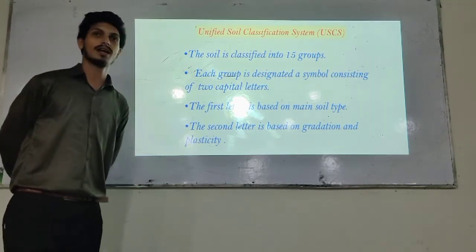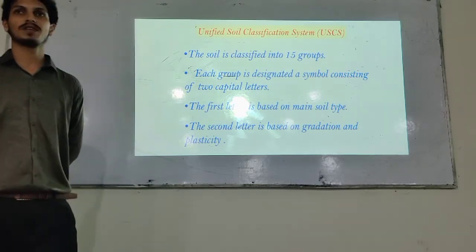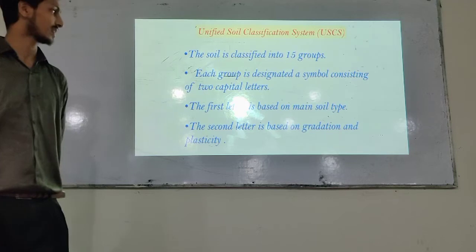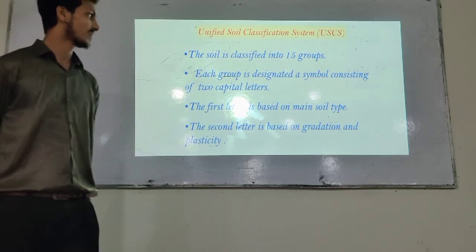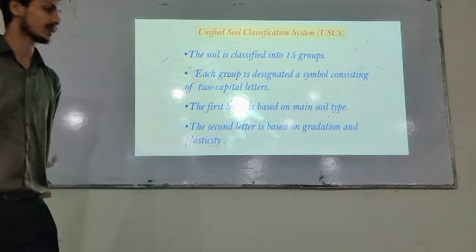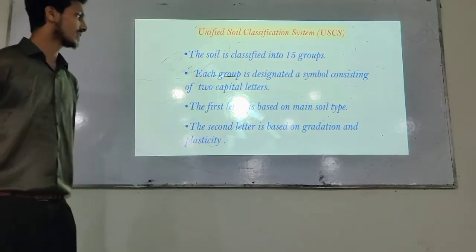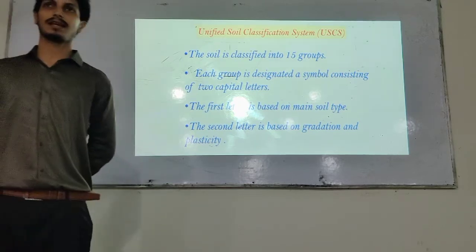Now, in the soil classification, the soil is classified into 15 groups. Each group symbol consists of 2 capital letters. The first letter is based on the soil type, what kind of soil it is. The second letter is based on the gradation and plasticity.